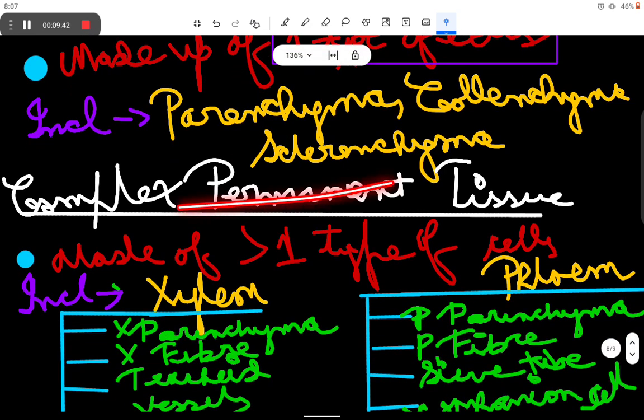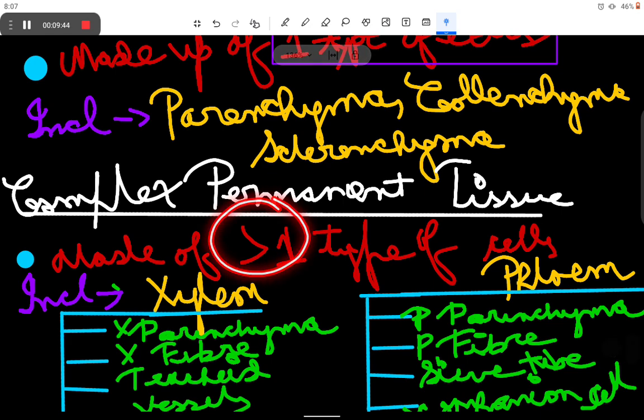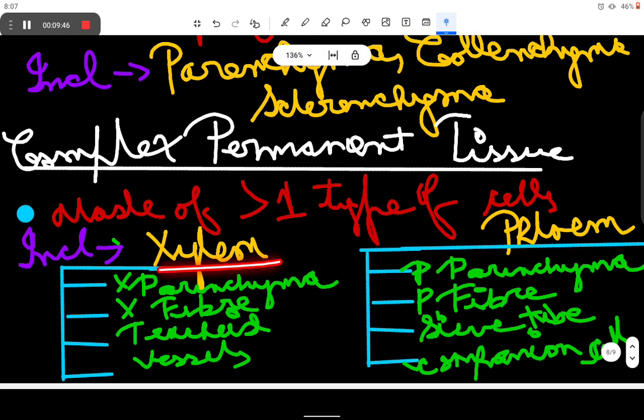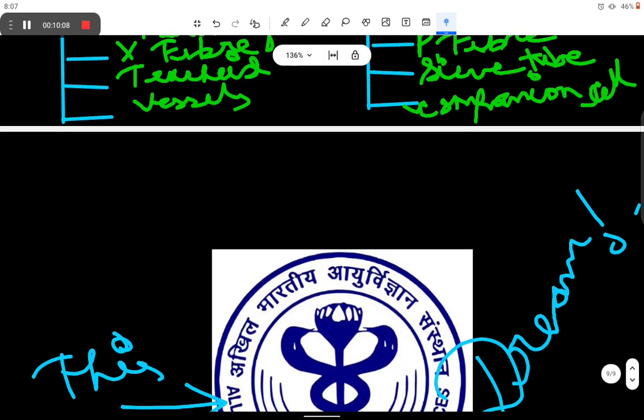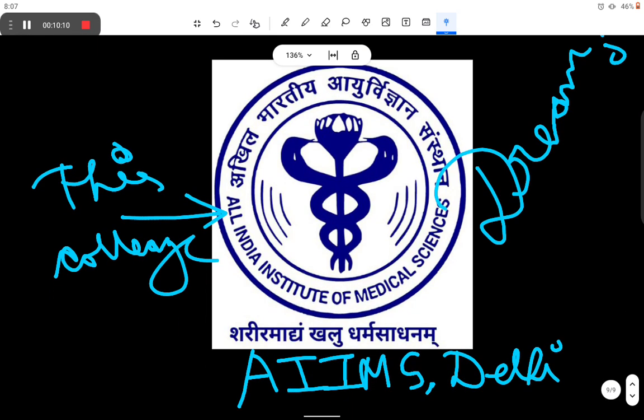And again, complex permanent tissues are made up of more than one type of cell. They are xylem and phloem. Xylem is made of xylem parenchyma, xylem fiber, tracheids, and vessels. Whereas phloem is made of phloem parenchyma, phloem fiber, sieve tubes, and companion cells. Actually, we need to talk about all these, and parenchyma, collenchyma also. As the video will get longer, I will just give it in the next lecture.